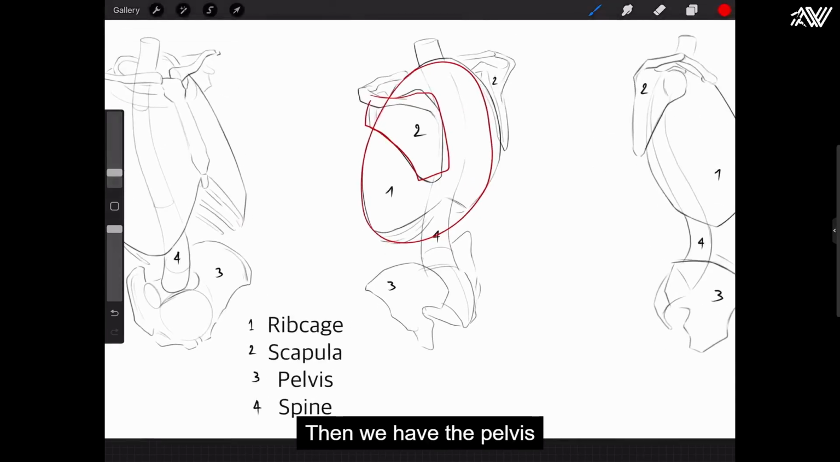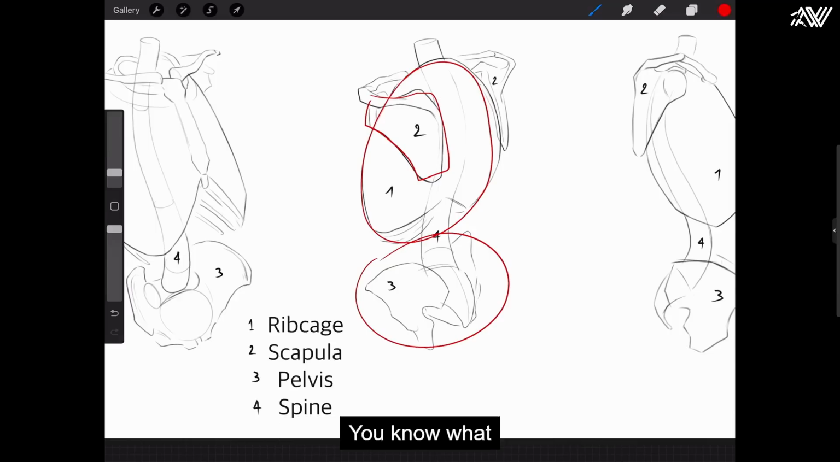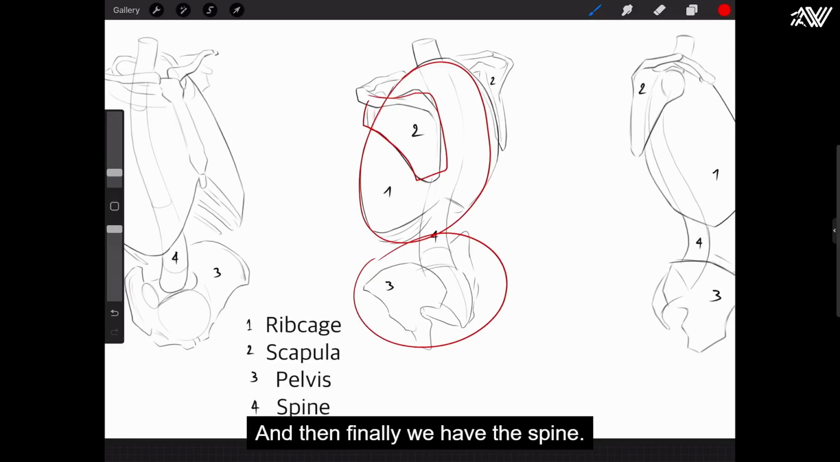Then we have the pelvis. And of course, you all know what the pelvis is, what it means, what it stands for. It has a huge role more in the legs, actually, the leg muscles, the bones of the legs, than it has with the muscles. But it does hold a lot of posterior muscles as well as, of course, anterior muscles. So we'll look at that as well. And then finally, we have the spine.